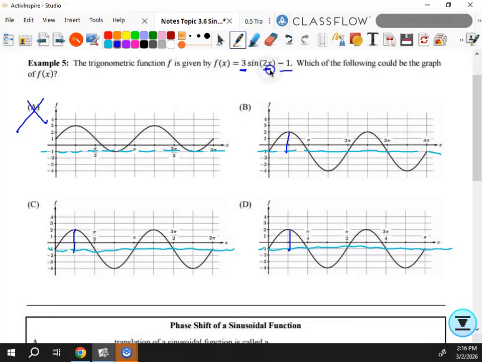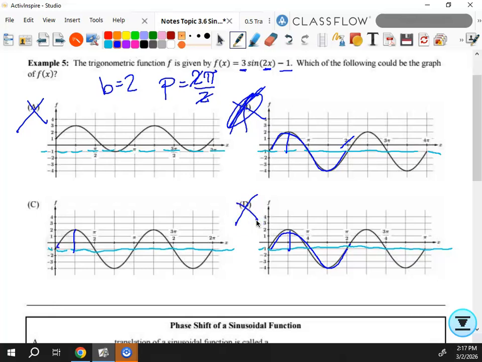And then I have this 2x, so I know that B equals 2, which means the period is 2 pi divided by 2, which gives me pi again. And if I look here, that gets me to 2 pi, not my answer. This gets me to pi halves, not my answer. Hopefully this one gets me to pi. Yep, that one gets to pi. My answer is C.